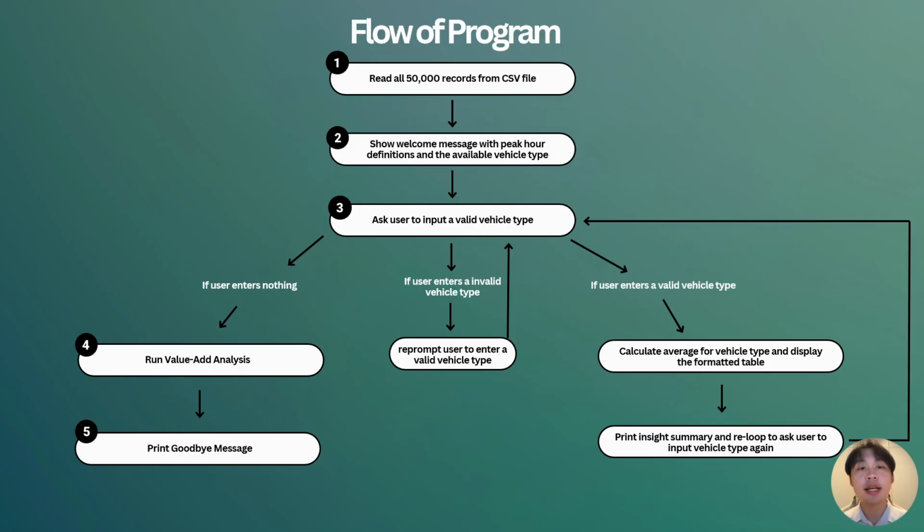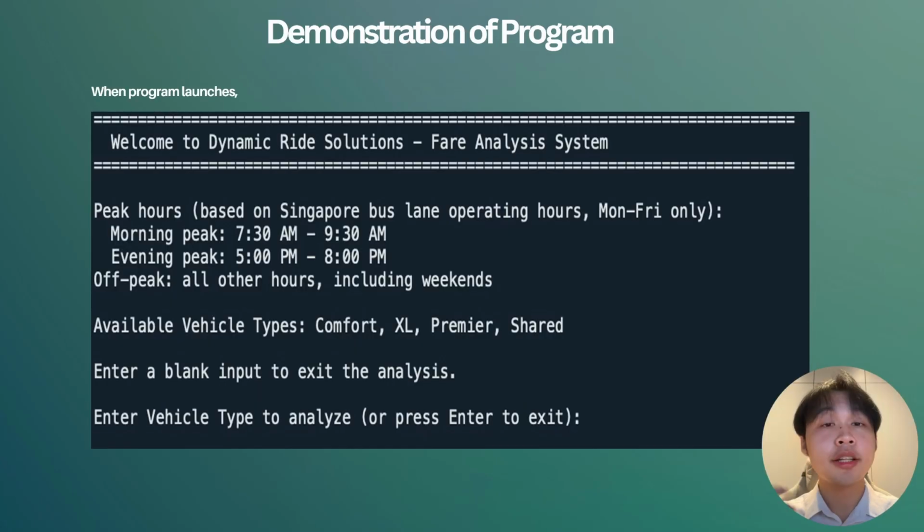If the user enters an invalid vehicle type, it will reprompt the user to enter a valid one instead. And if the user enters a blank input, the loop will exit. Steps 4 and 5 will then run once, executing the value add analysis and then printing the goodbye message in the end.